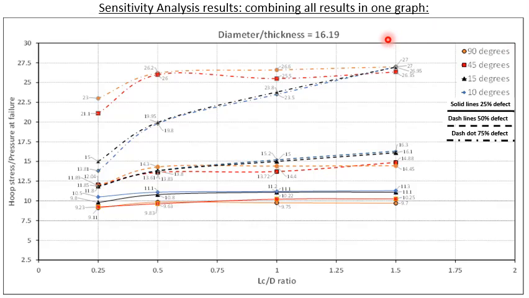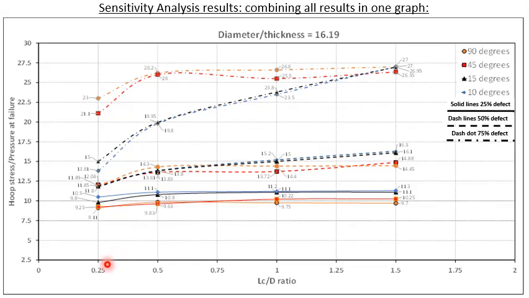We can also combine all the defect parameters in one graph. However, it won't be very easy to judge the behavior. But for example, here we can see at this case, this black triangle represents 15 degrees and the red represents 45 degrees and the circle orange represents 90 degrees. This line is a dashed dot line, so it is 75%.